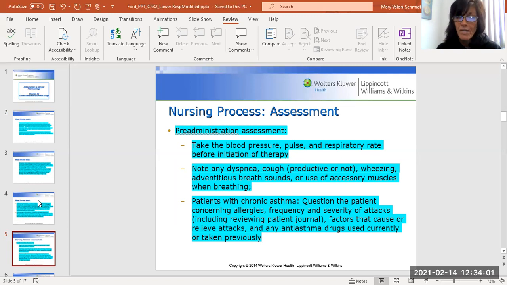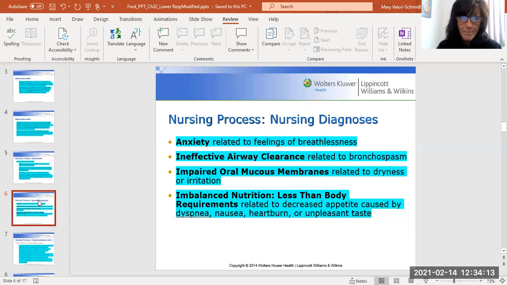And what's the severity of the attack, right? Any factors that can cause or relieve the attacks, and then any other medications that they're either taking now or that they used to take, because that's important to know, okay?